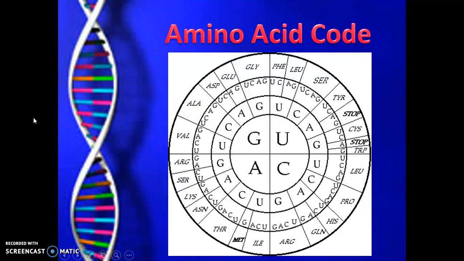Now I'm going to give you one. I would like for you to look up UUG. Hopefully you got Leu, L-E-U. Okay? So start in the center, UUG, Leu. Okay? All right, I'm going to give you one more. I would like for you to do UAG. UAG codes for stop. Okay, stop literally means stop, the protein's done.